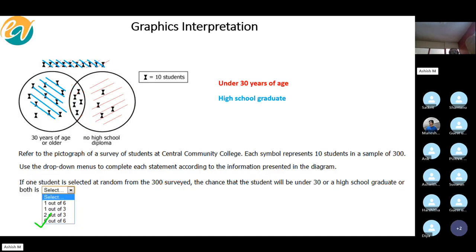Sir, when you're saying or both, doesn't it mean we are including the intersection, the 5? Both is this, right? In this case. See, not the intersection. No, think about it. What does this intersection represent? They are representing over 30 and no high school diploma. Do you agree, Vishnu? Got it. We have to look at exactly the opposite. Under 30, right, and a high school diploma. All right.